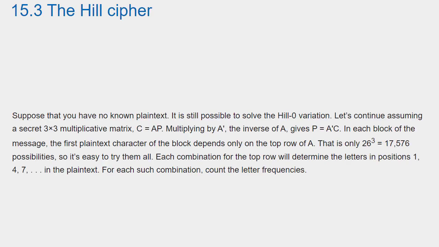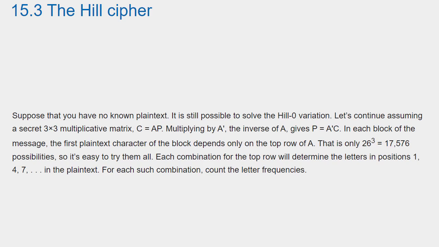Suppose that you have no known plaintext. It is still possible to solve the Hill 0 variation. Let's continue assuming a secret 3 by 3 multiplicative matrix, C equals AP. Multiplying by A', the inverse of A, gives P equals A'C. In each block of the message, the first plaintext character of the block depends only on the top row of A. That is only 26 cubed, equals 17,576 possibilities, so it's easy to try them all.